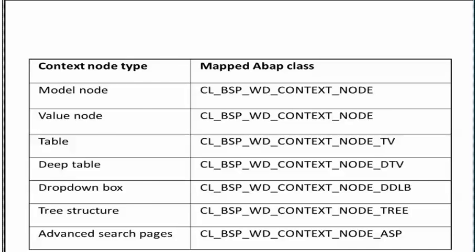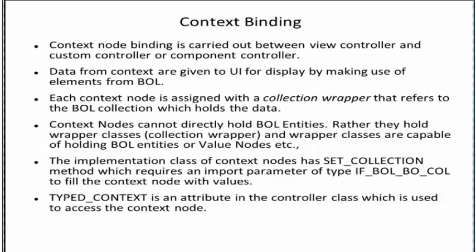So moving forward, context node binding is basically carried out between either your view controller and your custom controller, or your view controller and the component controller. This is basically used to transfer the data from one view to another. So when you need to transfer the data from view 1 to view 2, you need to bind the context node of view 1 to the custom controller or component controller, and in the same way the context node of view 2. That way the data transfer happens. And any data which you show on the screen has to come from context.